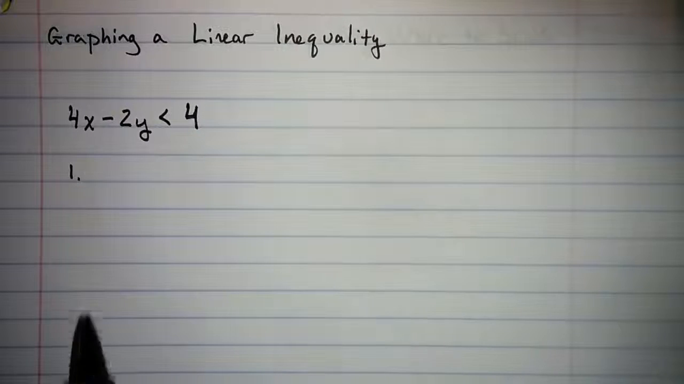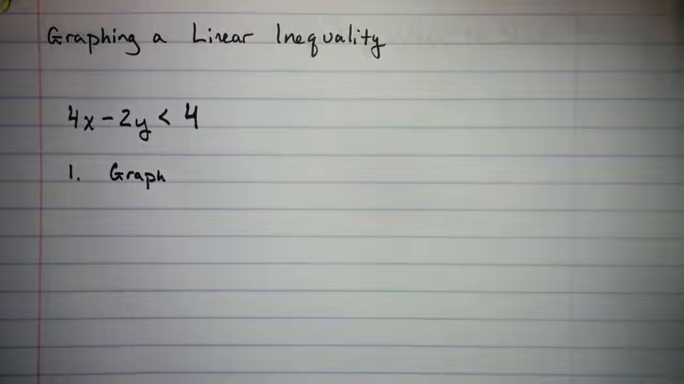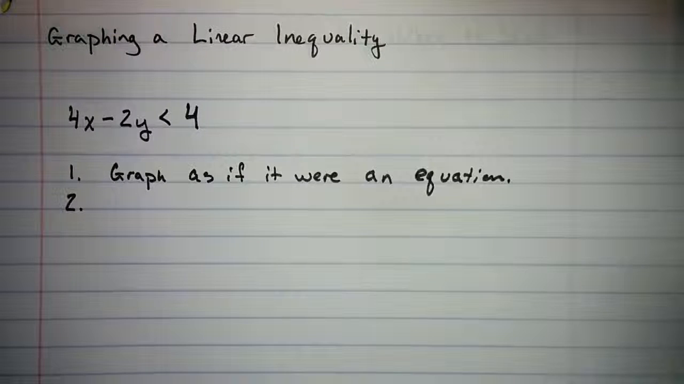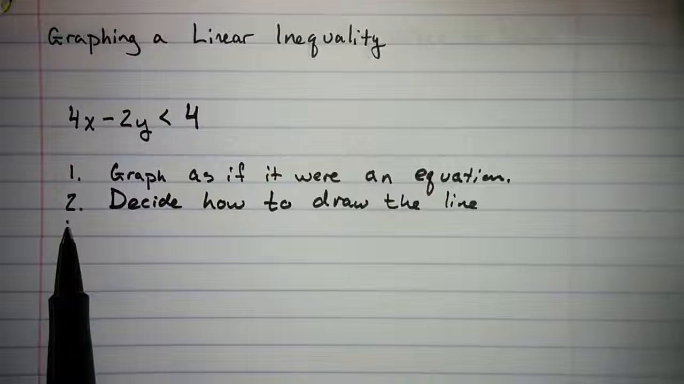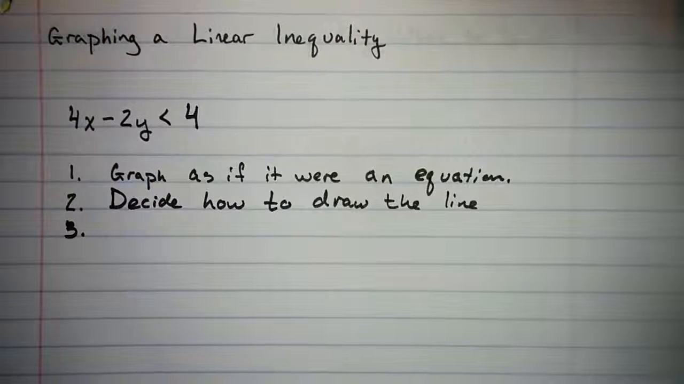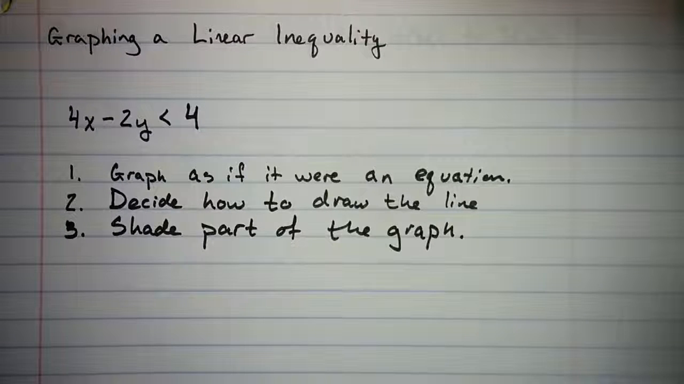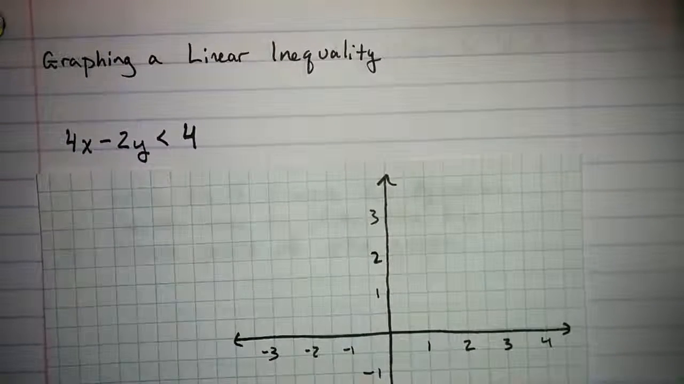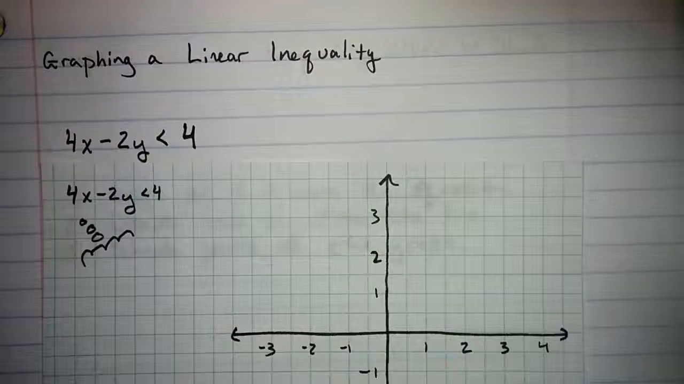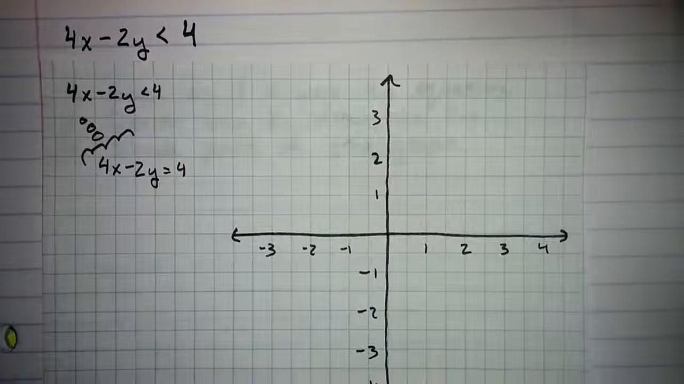The first step is to graph the line. The first step is to graph as if it were an equation. The second step is to decide how to draw the line. And the third step is to shade part of the graph. Okay, and I'm going to explain 2 and 3 a little bit more when we get there. So our first step then, what's this inequality? In our minds, our first step is to graph 4x minus 2y equals 4.